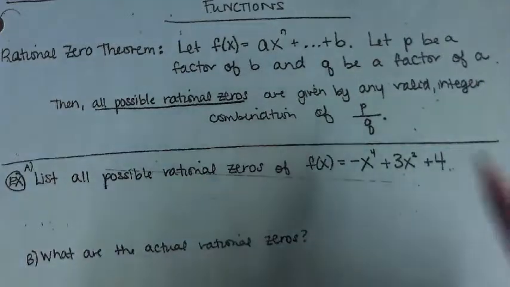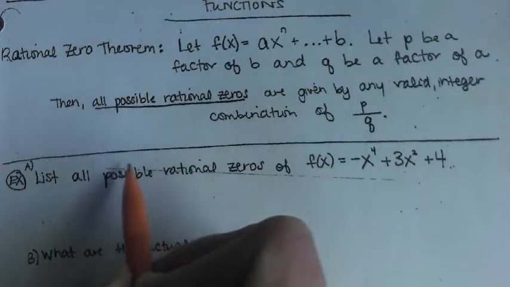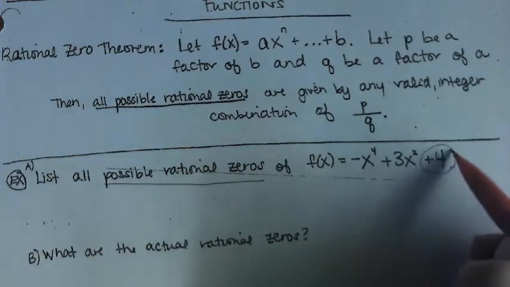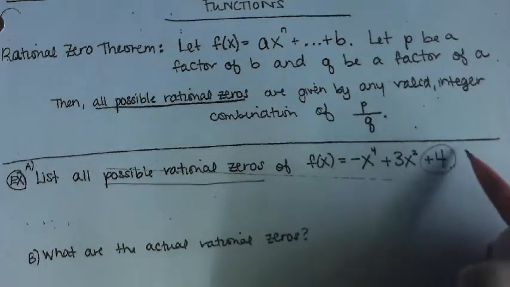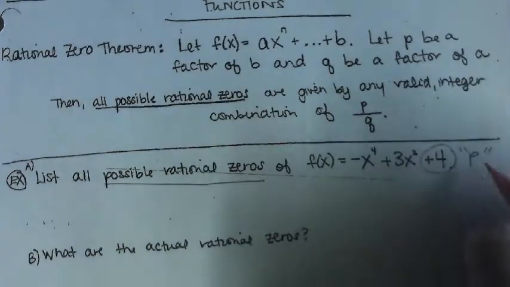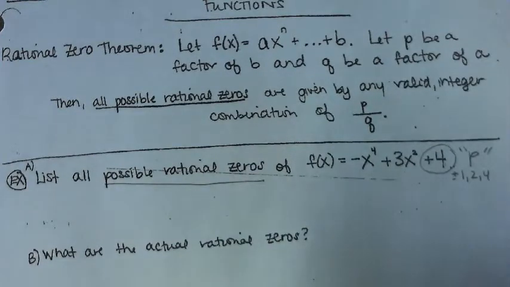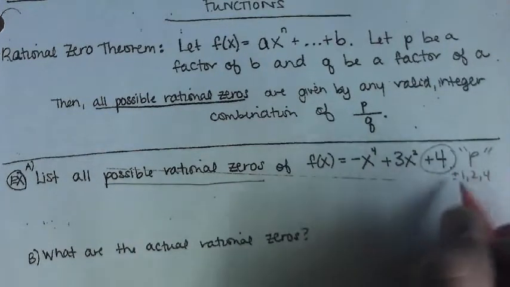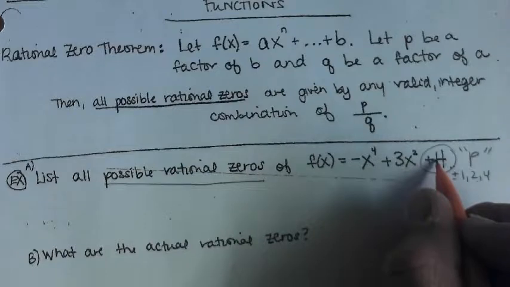So in order to come up with your possible rational zeros, you look at your last term and all of its factors, which are going to be called your p's. So what are the factors of 4? 1, 2, and 4, and all the plus or minus versions of that, right? Positive 1, negative 1, positive 2, negative 2, positive 4, negative 4. So those are all the possible factors of your final term.